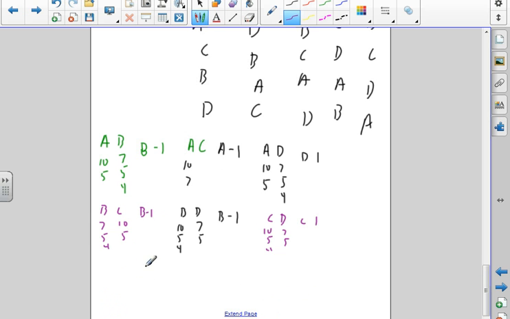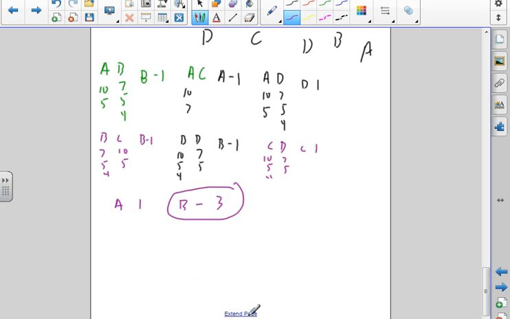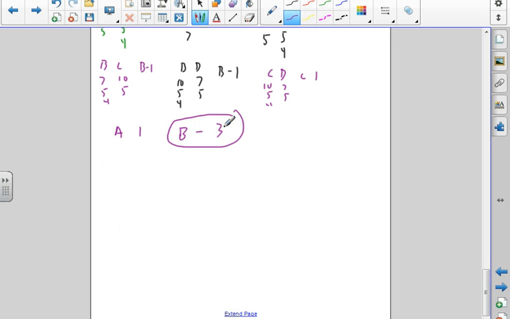Okay, so A has 1, B has 3, B wins. Alright, so B has 1. Now I'm going to rewrite the chart without B. 10, 7, 5, 5, 4, no B.